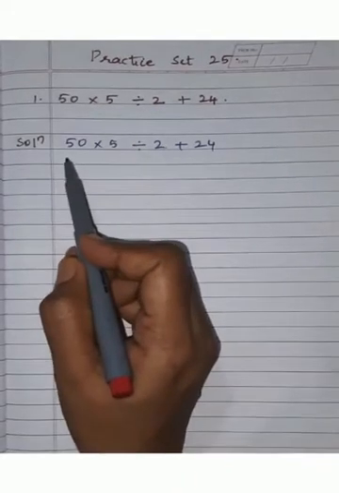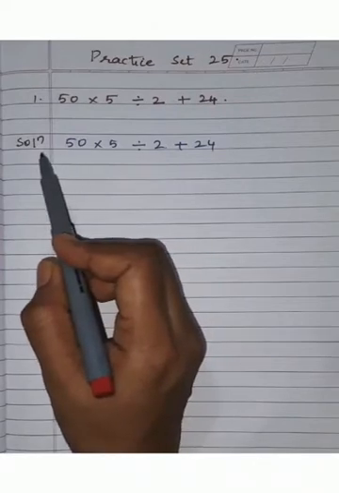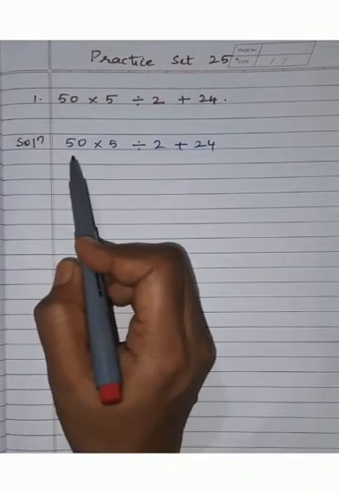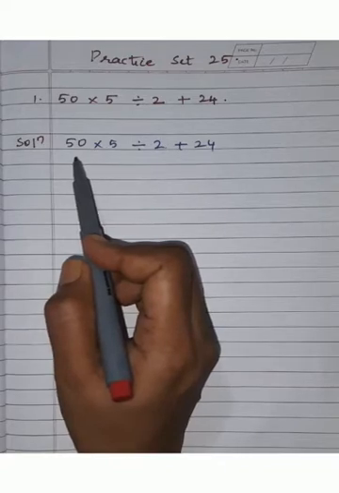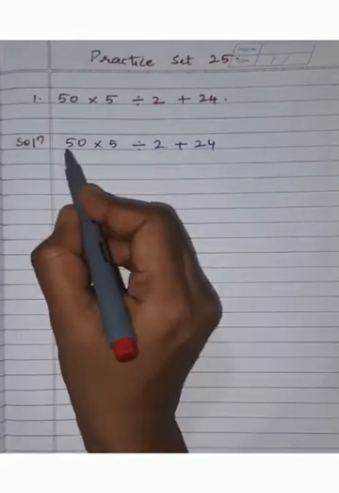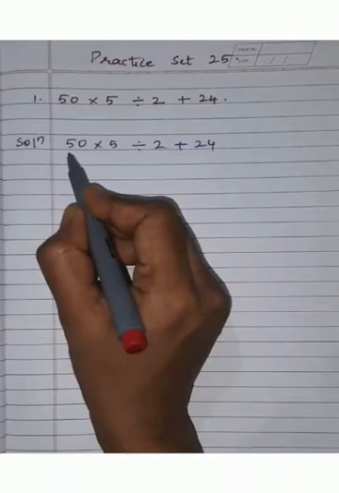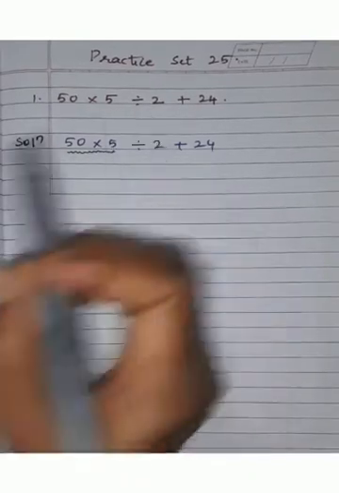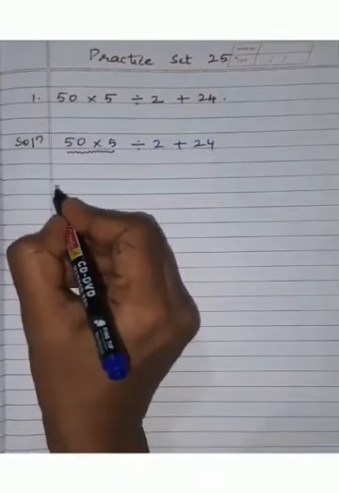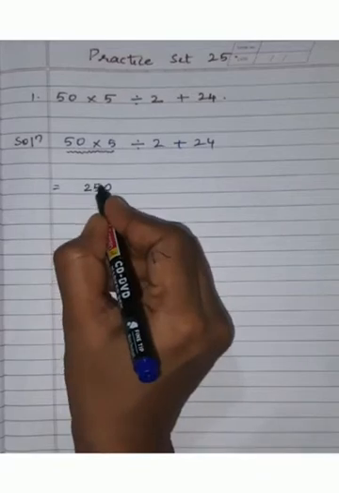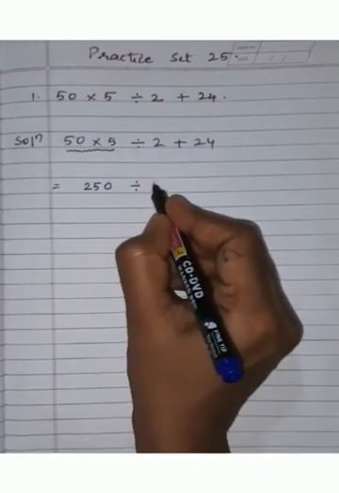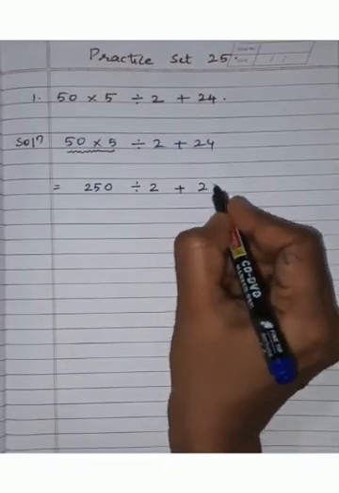Now as per the rule, children, what we have to do? First we have to do multiplication, then division. Okay, that too we have to follow from left to right. So first here multiplication is here, so first we'll give the preference to this. Okay, so 50 multiplied by 5 is how much, children? 5 zeros is 0, 5 5s are 25. So 250, then write this, divide by 2 plus 24.